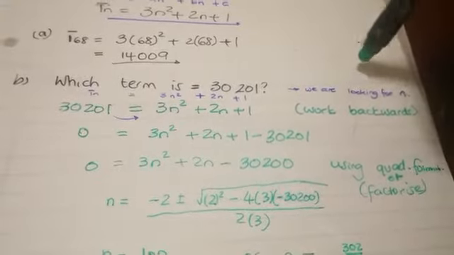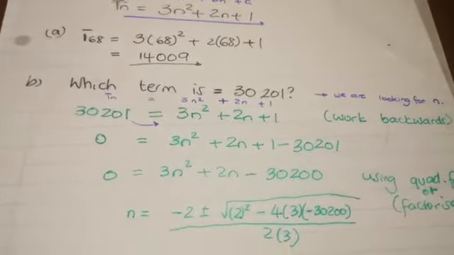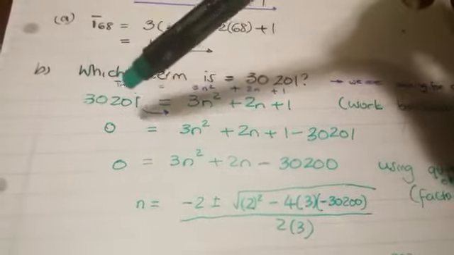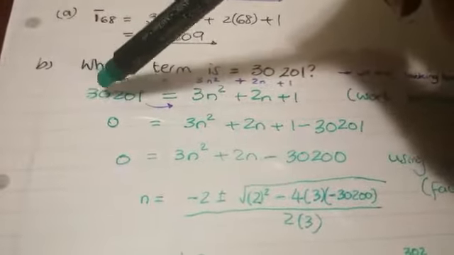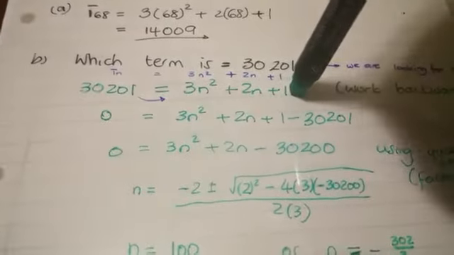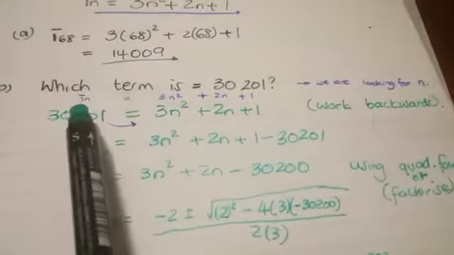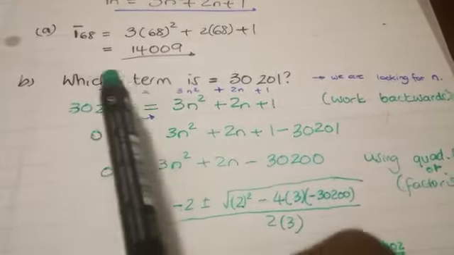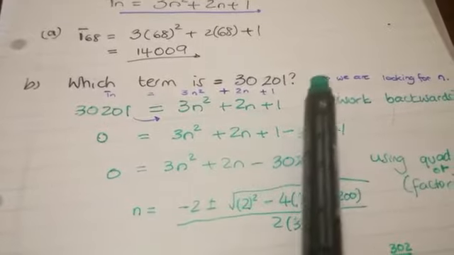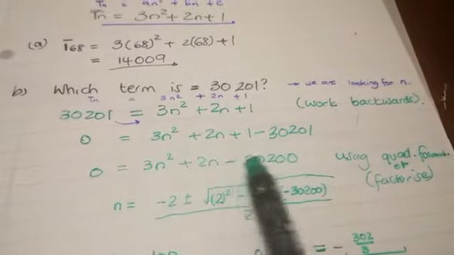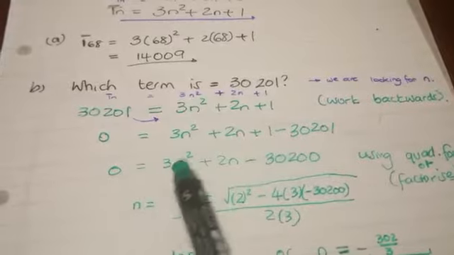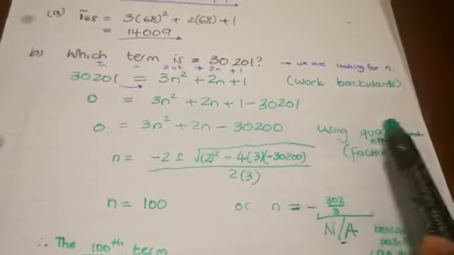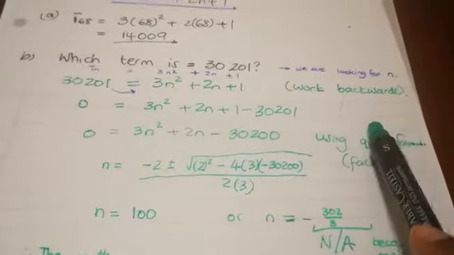And then another question: which term is equal to 30,201? So that means we are looking for n. Like we did yesterday, you substitute into your equation 30,201 in the place of Tn, and then you write your equation on the right hand side. Then you work backwards to find n. Because this is quadratic, it has to be equal to 0. So we take this to the other side, and then we have this quadratic equation, 3n squared plus 2n minus 30,200, which you can then solve by either factorizing or using the quadratic formula.